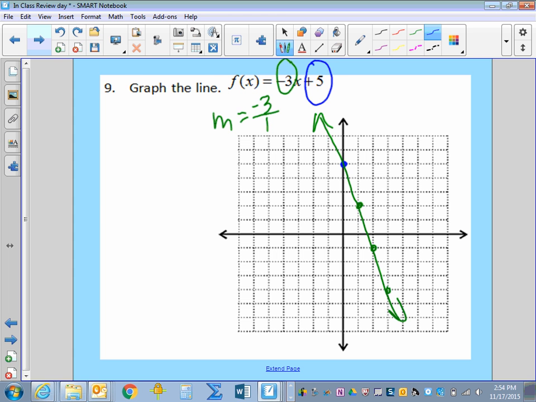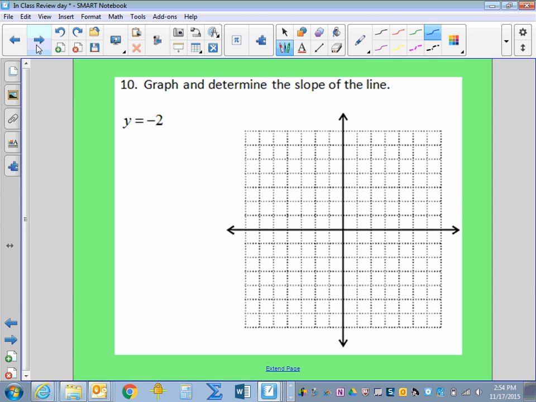Alright, next problem. 1 minute. We're going to do 2 more. 1 minute left. Y equals negative 2. What type of line is this? It's a horizontal line. It goes straight, and y is negative 2. My slope is 0 for a horizontal line.